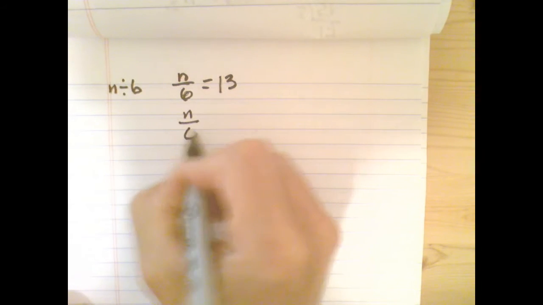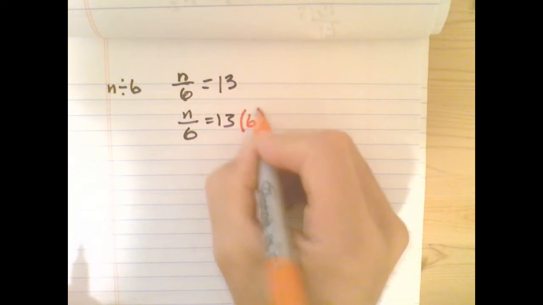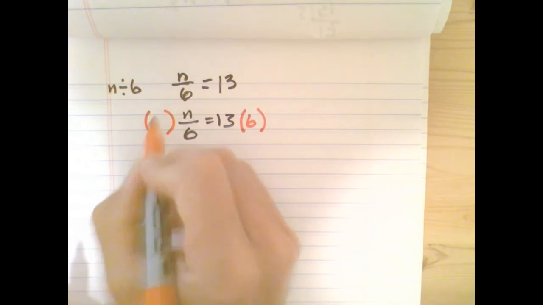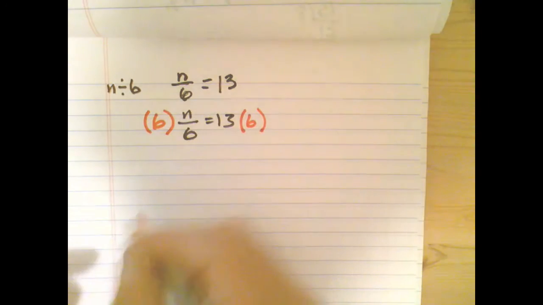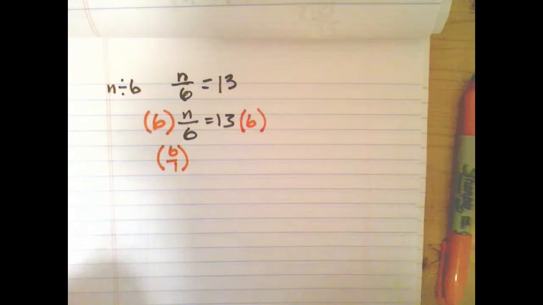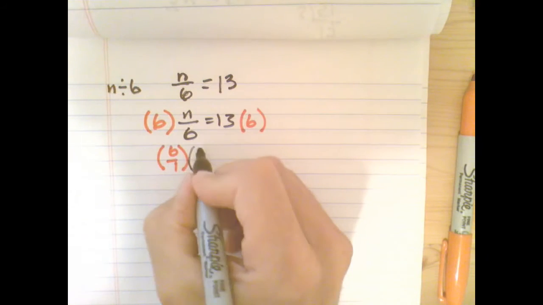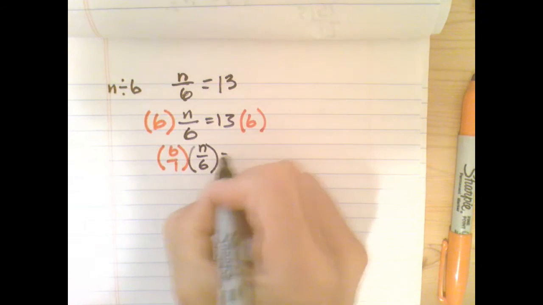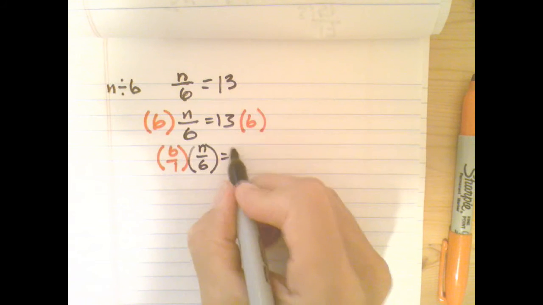Multiplying by 6. And whatever I do to one side of an equation, I also must do to the other side of the equation. So if I multiply this side of the equation by 6, I have to multiply this side of the equation by 6. And 6 is the same thing as 6 over 1. So I have 6 over 1 times n over 6. 13 times 6 is 78.